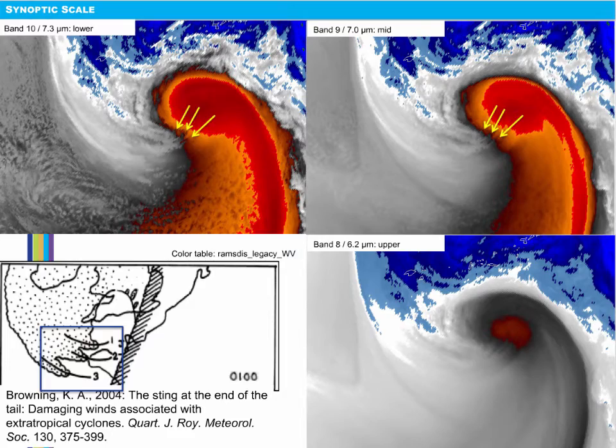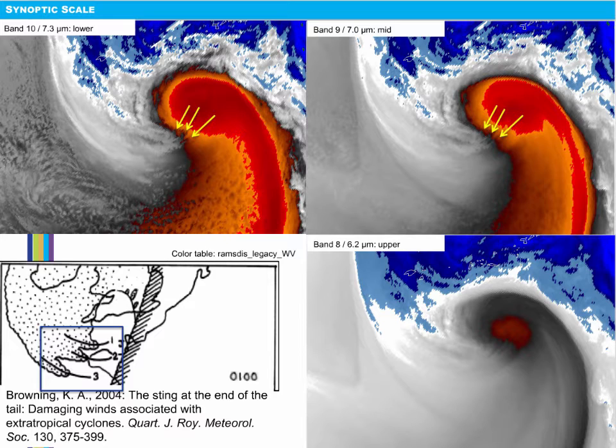Let's look at the early stages of sting jet development more closely from a three-dimensional perspective. Analyzing the three water vapor images at the same time early in the evolution shows multiple cloud bands in the location where the sting jet develops. Browning referred to these as the banded cloud head.